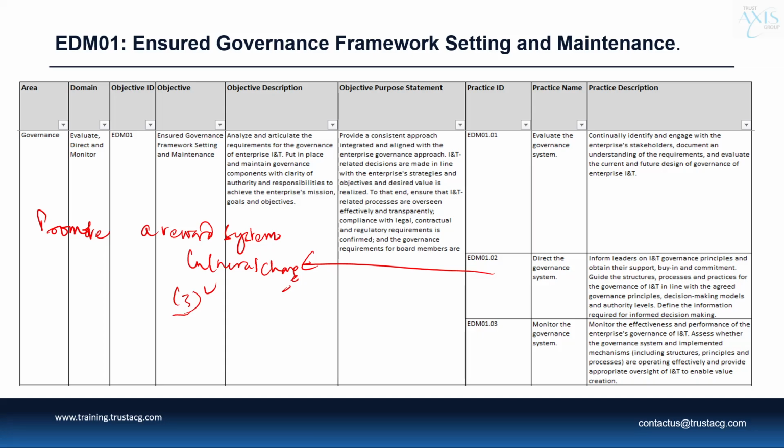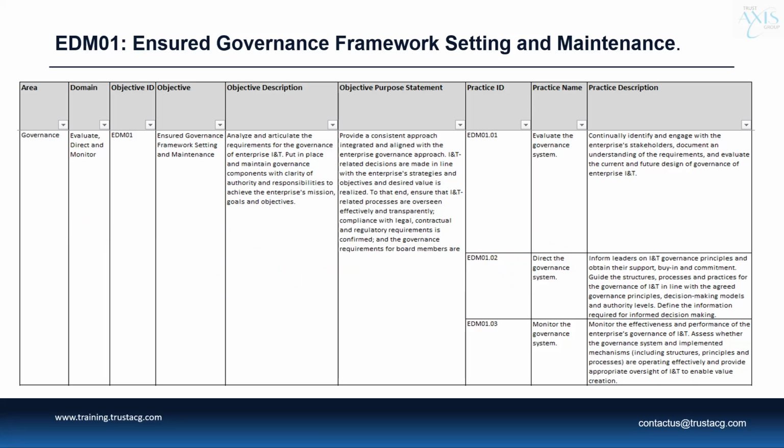So, what are the outcomes from implementing this practice? It is around having a functioning governance structure with clear roles, ethical standards, and effective communication channels that would drive alignment between your IT and business leadership. Okay, so that is all about the EDM 1.02, which was around the practice of directing the governance system.